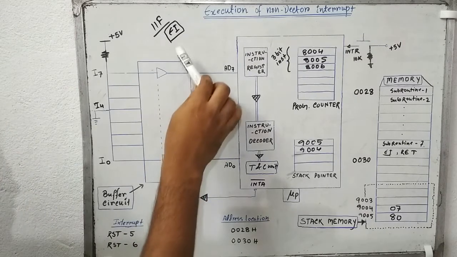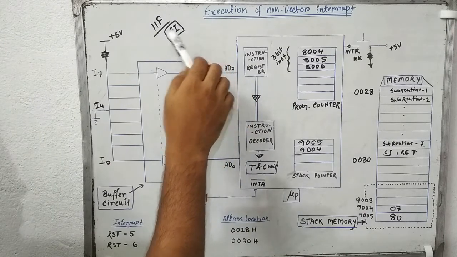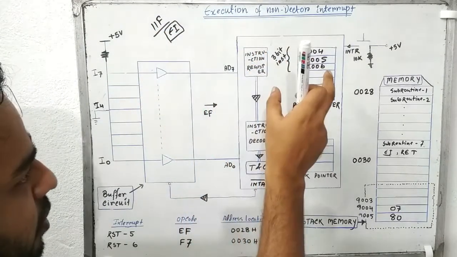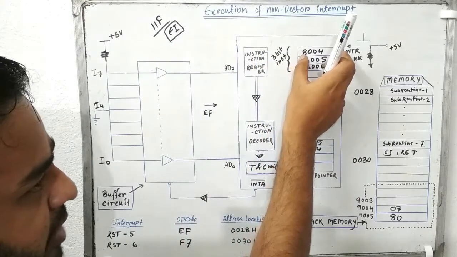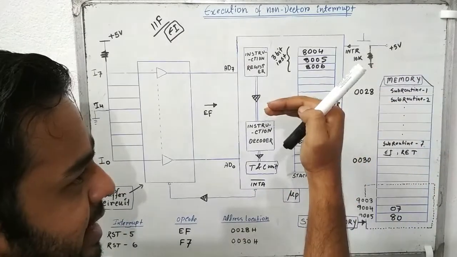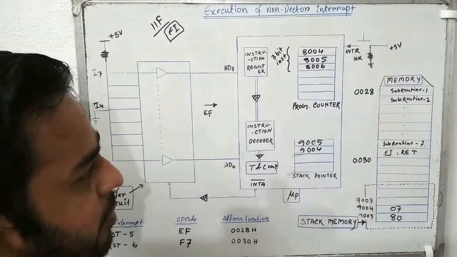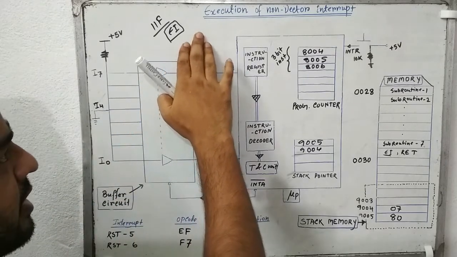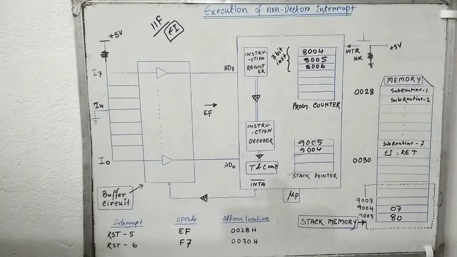So when the microprocessor encounters this EI instruction, this instruction will help to enable the IIF, the internal interrupt flip-flop, that exists in the microprocessor. When the IIF is enabled, the microprocessor can get any interrupt request from the outside by this interrupt hardware pin. So the first and foremost thing is that we need to enable this IIF by writing this EI.